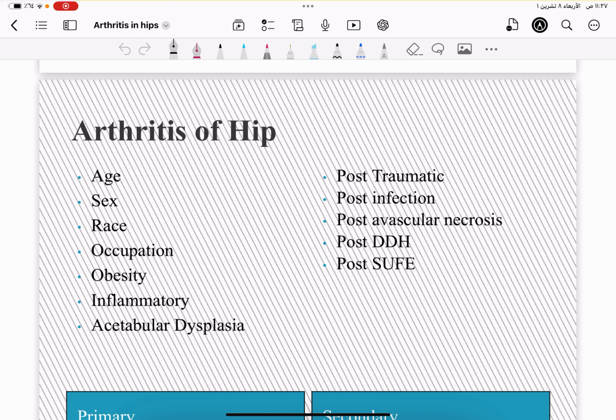Secondary means other causes accelerate the process: dysplasia, post-traumatic. Somebody has trauma to his knee and damages the cartilage, he's going to have arthritis at an earlier age. That's why athletes often have degenerative arthritis at a much earlier age than the normal population, because they damage their cartilage so often. And we mentioned infection, post-infection, because the cartilage gets damaged secondarily. Avascular necrosis, where the head is affected. Sickle cell disease.